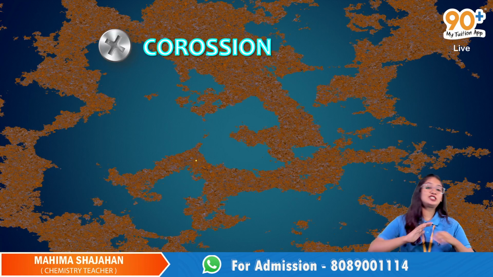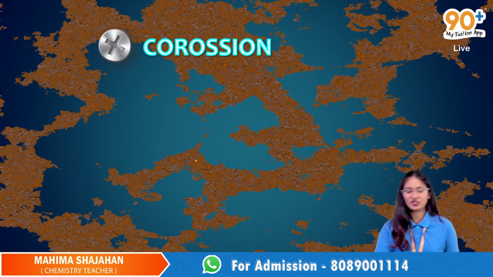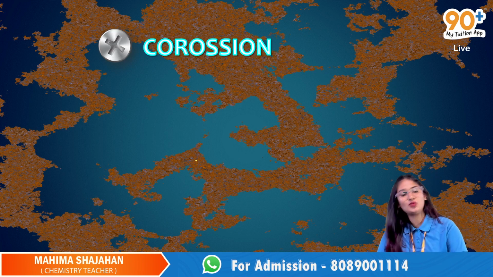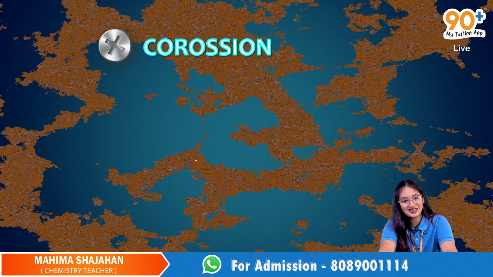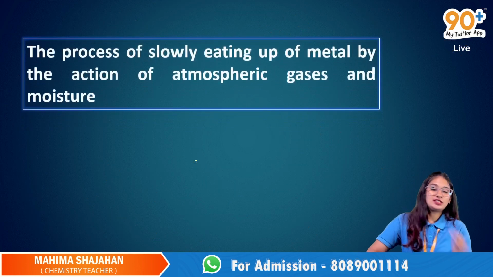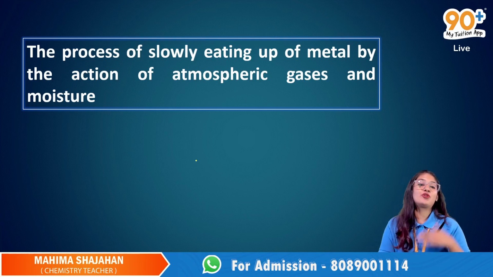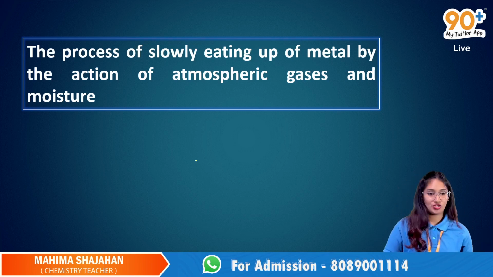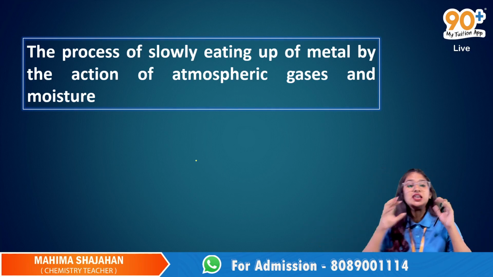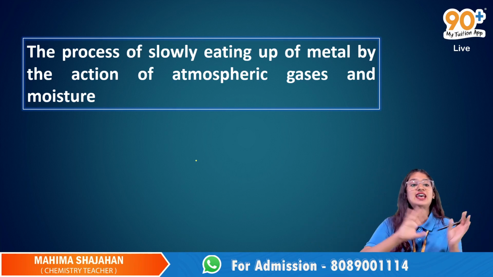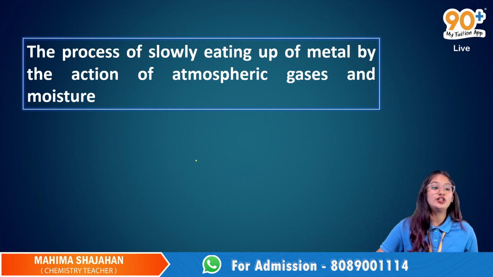Okay, first one is corrosion. What is corrosion? I think we've already done a one shot of metals and non-metals, so by this time I think you're thorough with that. Corrosion is a slow process of eating up of metal by the action of atmospheric gases and moisture. Atmosphere present ആയിട്ടുള്ള gas ഉം moisture ഒക്കെ ചേർന്നിട്ട് slowly they will attack the metals. അങ്ങനെ metals മെല്ലെ മെല്ലെ മെല്ലെ നശിച്ചു പോകും. That process is called corrosion, right?